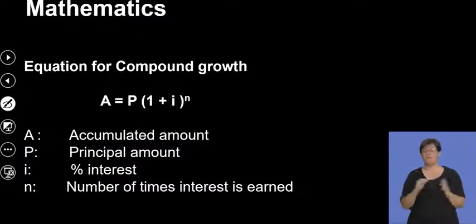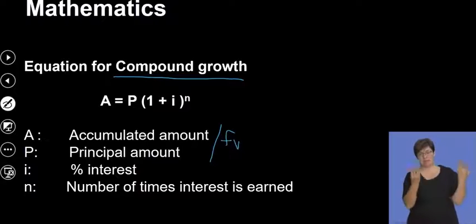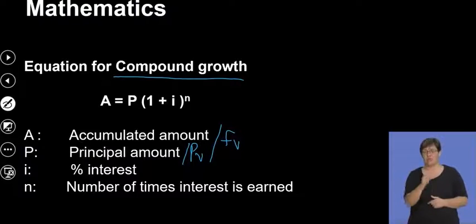Just a quick reminder, our formula for compound growth was A = P(1 + i)^n, where A is the accumulated amount, P is the principal amount, i is the interest rate, and n is the number of times interest is earned. Remember that I said we can always look at A as also what we call future value, and we can look at the principal amount as the present value as well. So just remember that, because at a later stage, that's what we're going to be using as the financial mathematics terms.